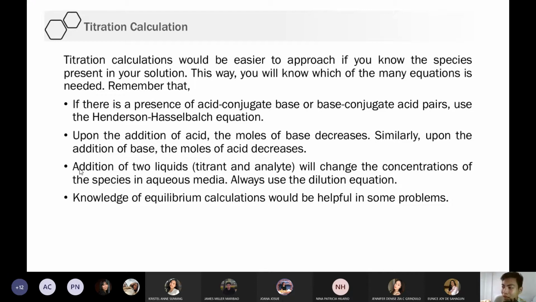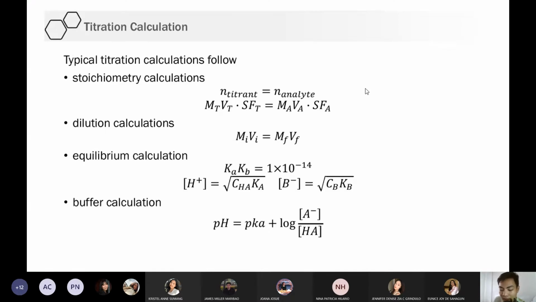Okay. And, pag sabi ko nga dito, pag nagdagdag ka ng liquids, nadidilute yung concentrations nila because the volume increases. So, alam nyo na kung paano gumamit din ng dilution equation. So, wala tayong magiging problema dyan. And then, lastly, equilibrium calculation ay kailangan. Okay? In some problems. Okay. However, yung equilibrium calculation, sinimplify na lang dito. Okay. So, ito yung key equations that we will need to use.